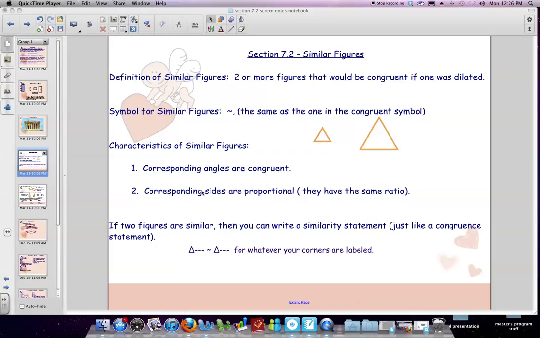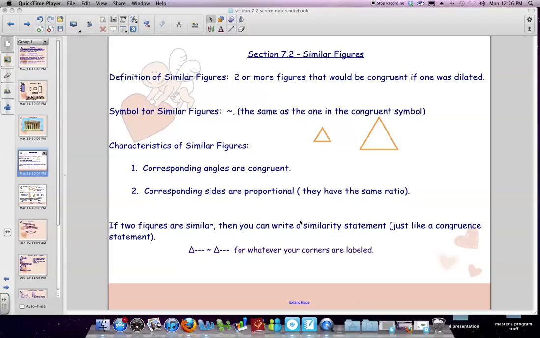The second characteristic is that the sides are proportional. If one of the pairs of sides, for example this one, might be 3 times the size of this one, then that would have to be the same for every side in this triangle. Every side here would have to be 3 times as big as its corresponding side in the other triangle. In other words, they have to have the same ratio. When you take one piece over the other, the ratios have to be the same.